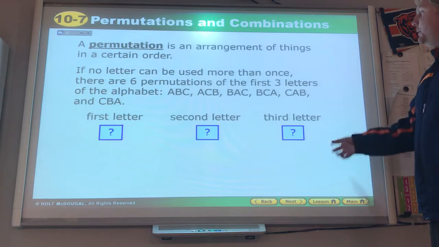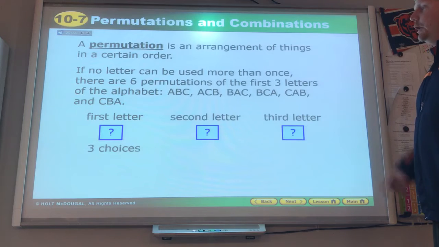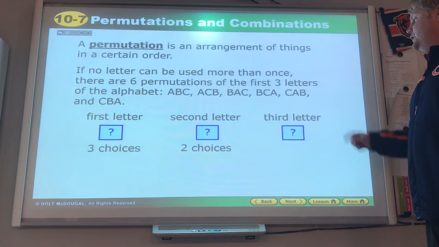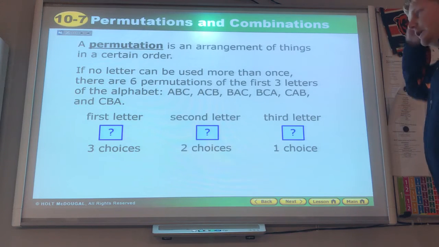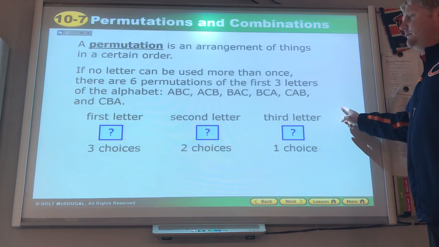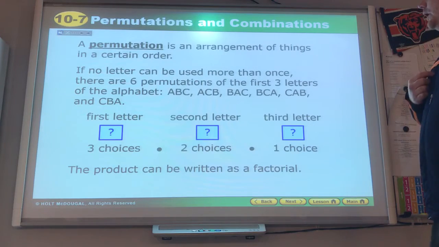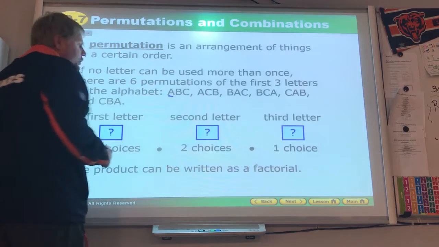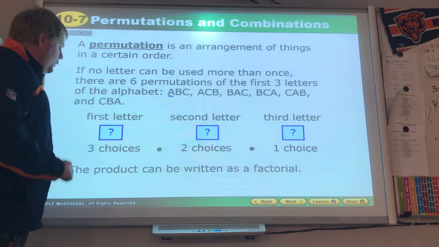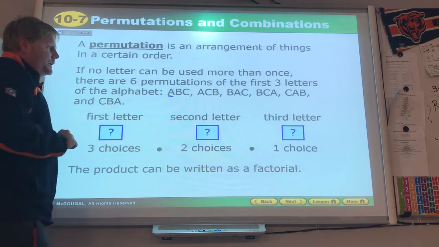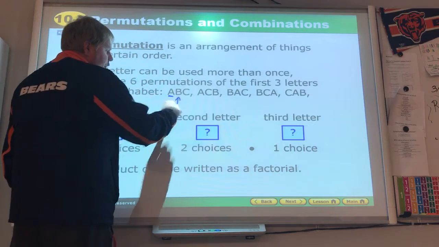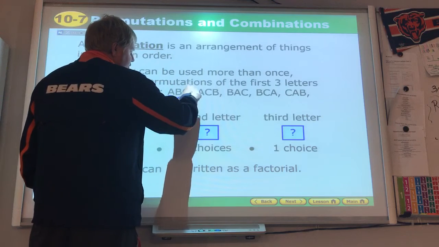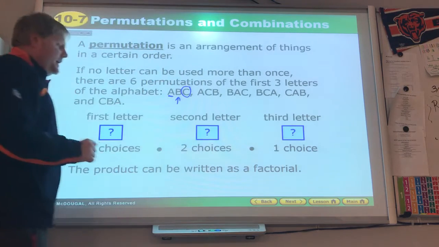How do we figure this out for probability? In the first one, there's 3 choices. Second one, there's 2 choices. The third letter, there's going to be 1 choice. All right? What does that mean? Oh, for this first letter, it could have been A, B, or C. Well, whatever one I use, now this second letter could have only been B or C. There's only two choices there. And then whichever one I use, this final letter, there was only one choice left.